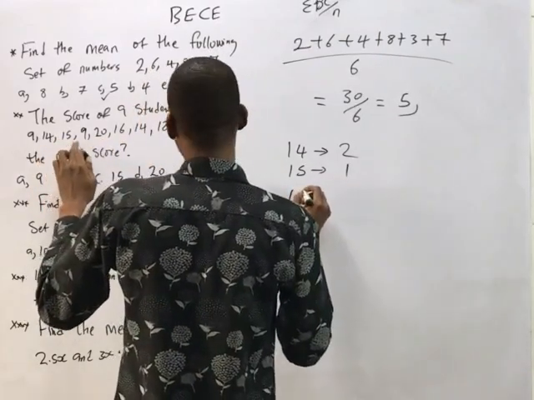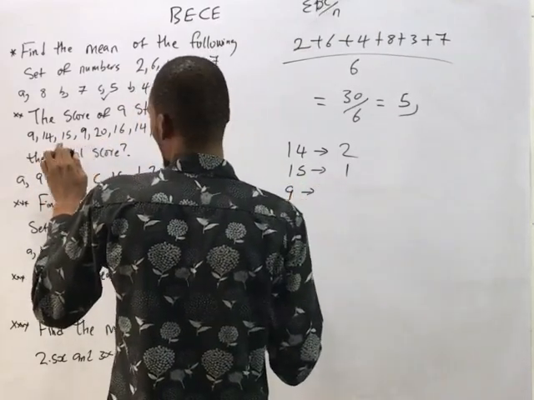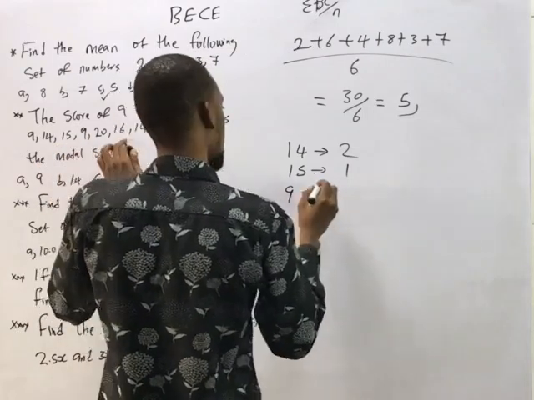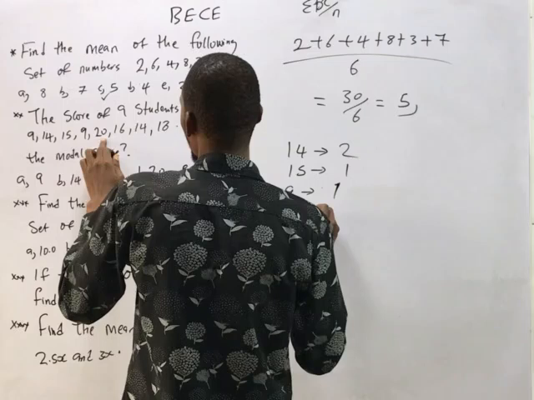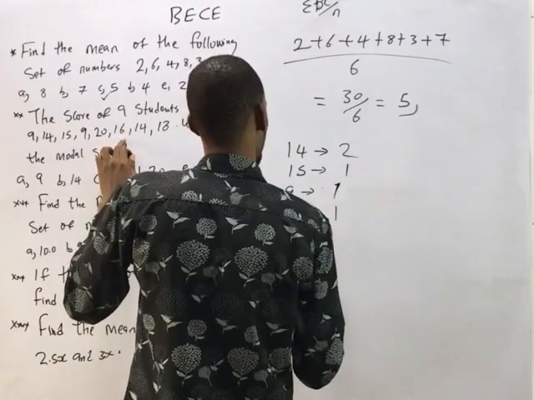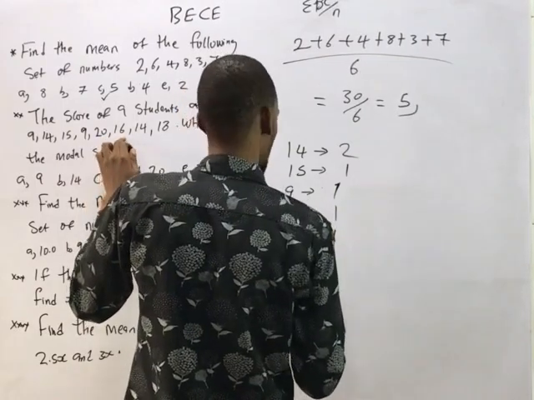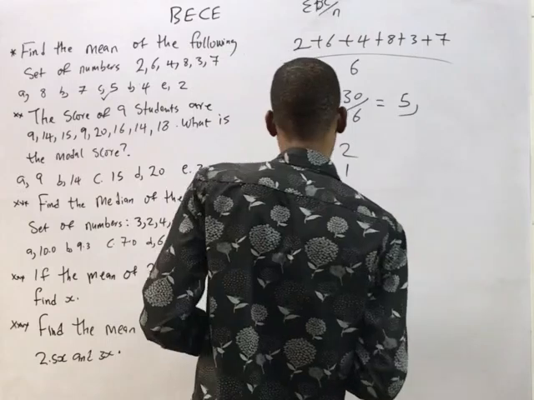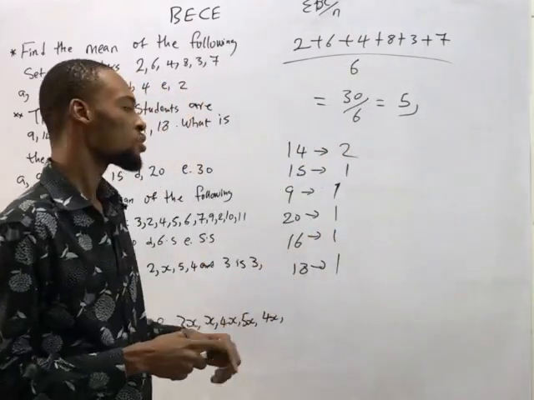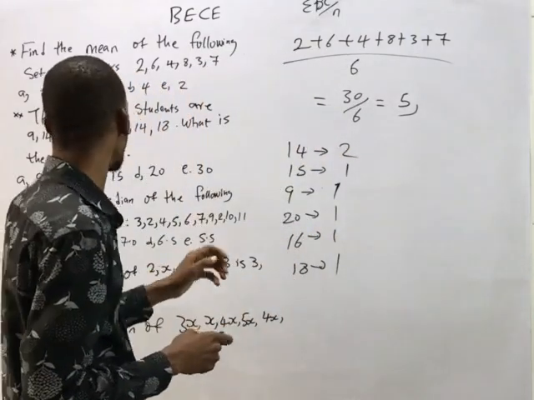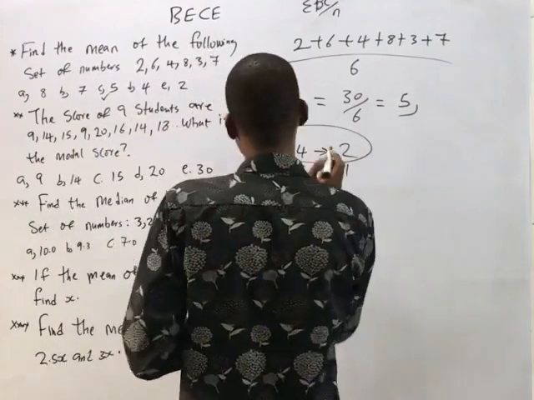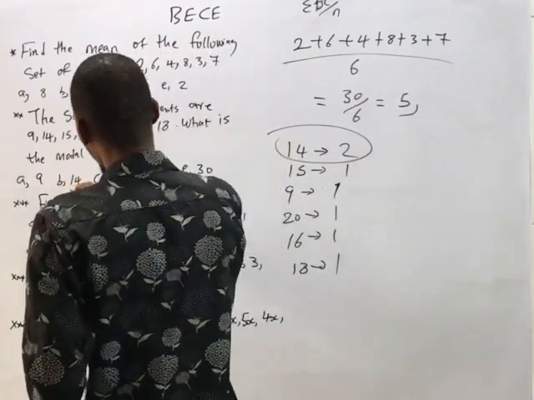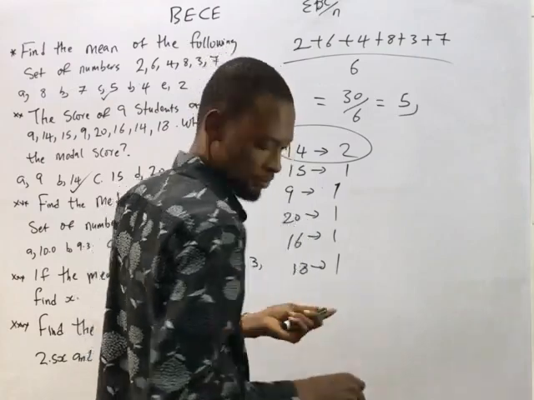How many times did 9 appear? 9 appeared just once. 20 appeared just once. 16 appeared just once. And 18 appeared just once. So the number that appeared the most is 14. The mode is the number with the highest frequency. So 14 is the modal score. That's 14.